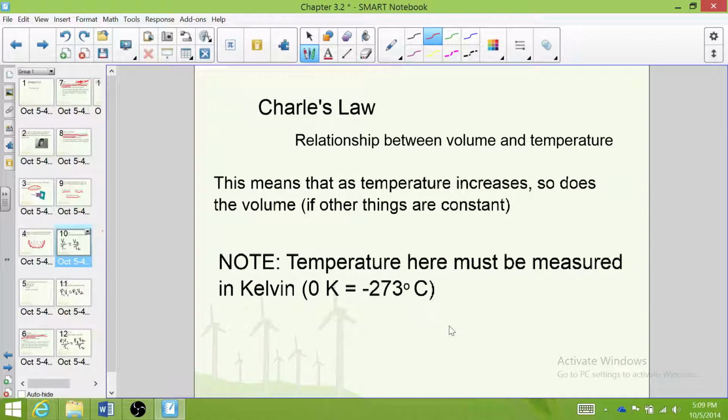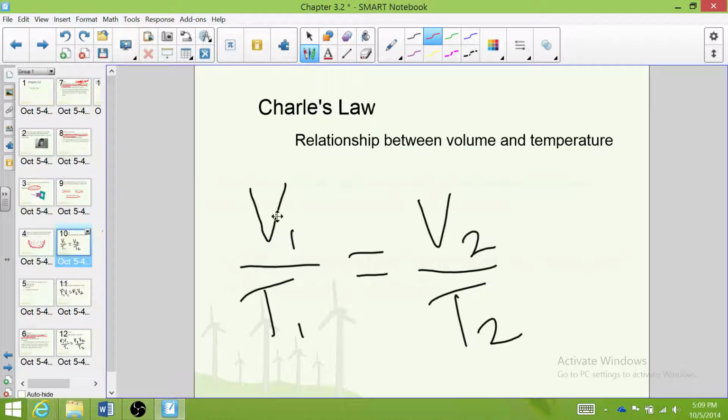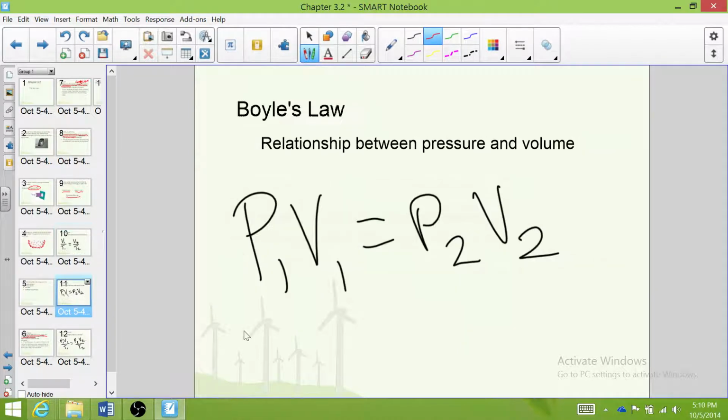Temperature must be measured in Kelvin. I'm sure you've heard of the Kelvin scale before, but we'll talk about it more in class. It is the most accurate scientific unit we have for temperature. So with all of these equations, we are going to use Kelvin. So V1 divided by T1 equals V2 divided by T2. That's Charles's law. The next one is Boyle's law.